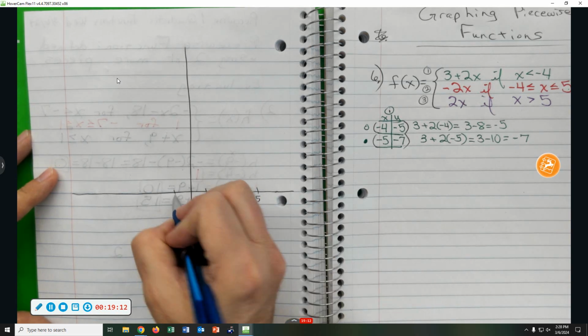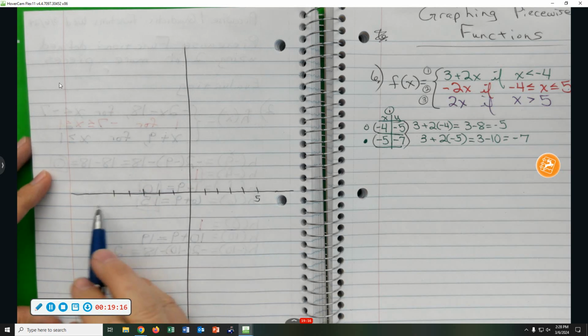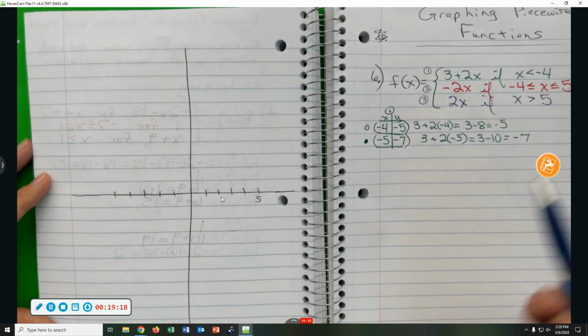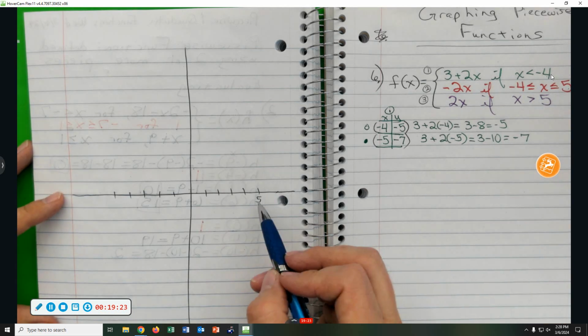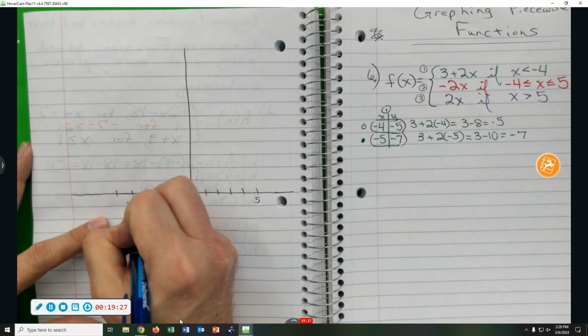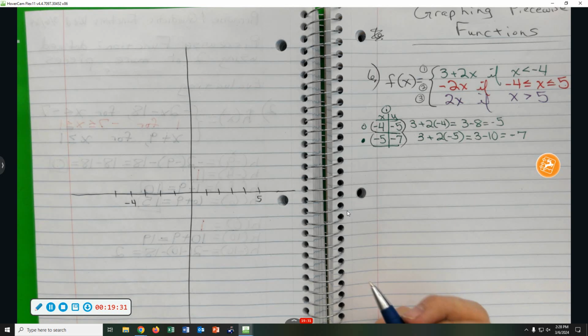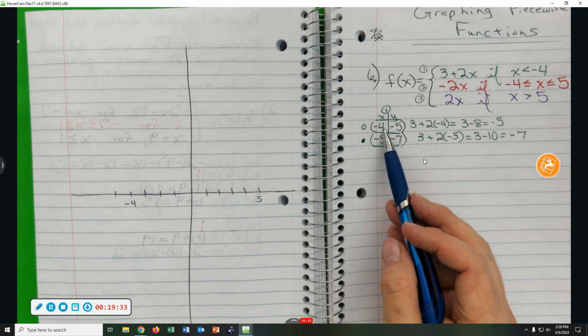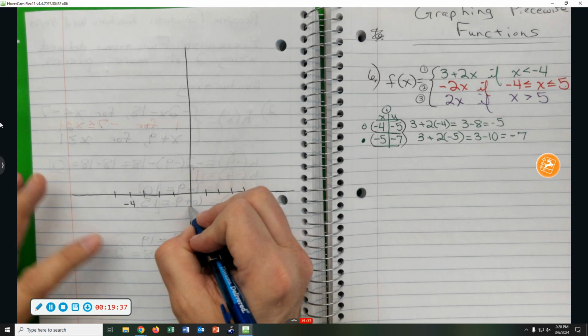When you're drawing your grid, make sure that any cut points are clearly labeled on the x-axis. Like I see 5. 5's one of the cut points that we're going to need to label, and negative 4. Make sure you label those on the x-axis. Now we have 2 ordered pairs we have to plot. Negative 4, negative 5.